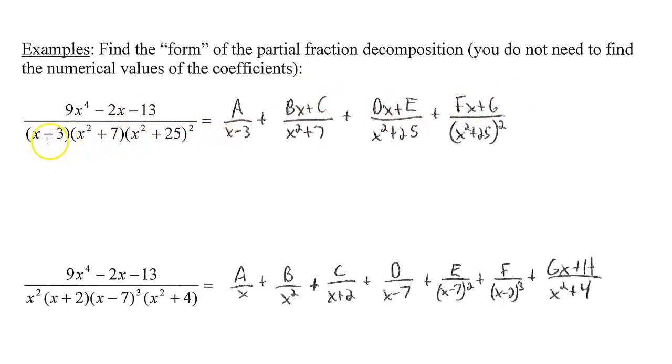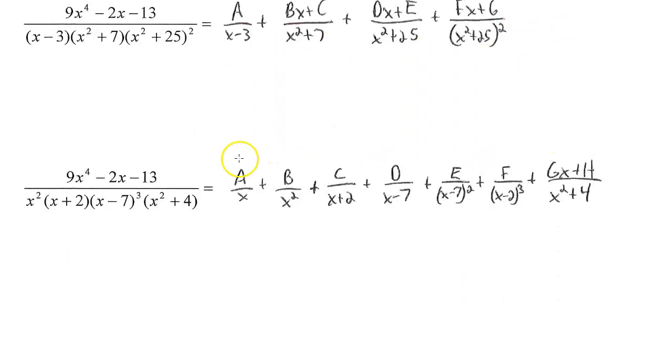Okay, so how do we do this? Well, we have a over x minus 3, that's just a linear factor, plus bx plus c over x squared plus 7. That's an irreducible quadratic. Now, notice here we have an irreducible quadratic that's repeated. How do we deal with that? Well, we're going to put dx plus e over x squared plus 25, plus fx plus g over x squared plus 25 squared. And if this had been cubed, we'd put hx plus i over x squared plus 25 cubed. Now same thing over here.